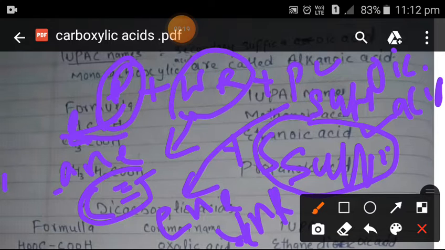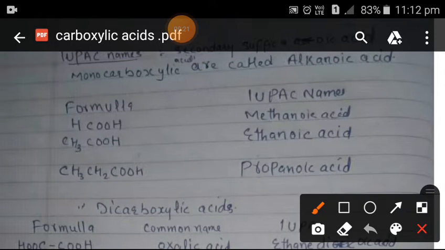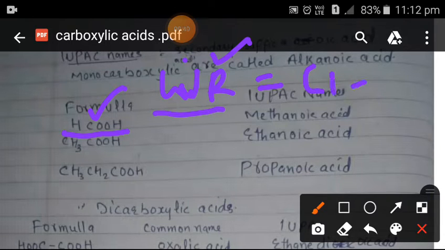So here we will see the name of the first. How many carbon atoms are there? There is one, so there is no prefix. When there is no prefix, no substituent, you will start from the word root. Word root: there is only one carbon atom. When the carbon atom is one, it is meth.